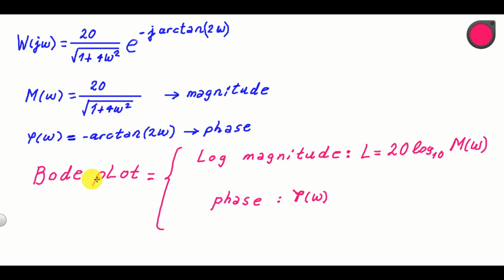The Bode plot consists of two plots. The first plot is the plot of the log magnitude function. The log magnitude function, denoted by capital L, is defined as 20 multiplying logarithm with the base of 10 of M of omega, that is, of magnitude. And it consists of the phase plot. The phase plot is the plot of the function phase, that is the plot of phi of omega.